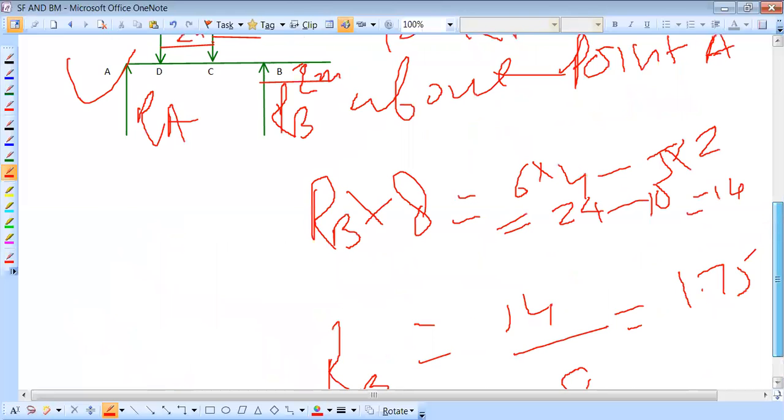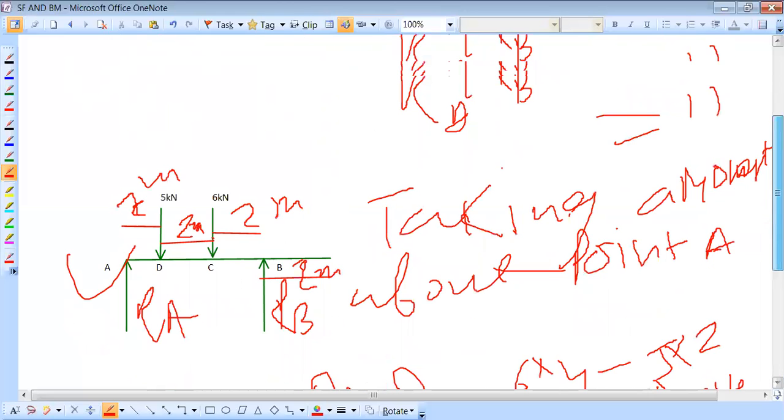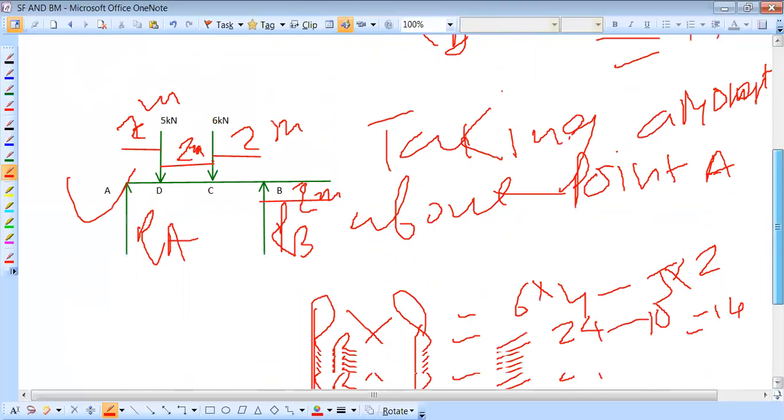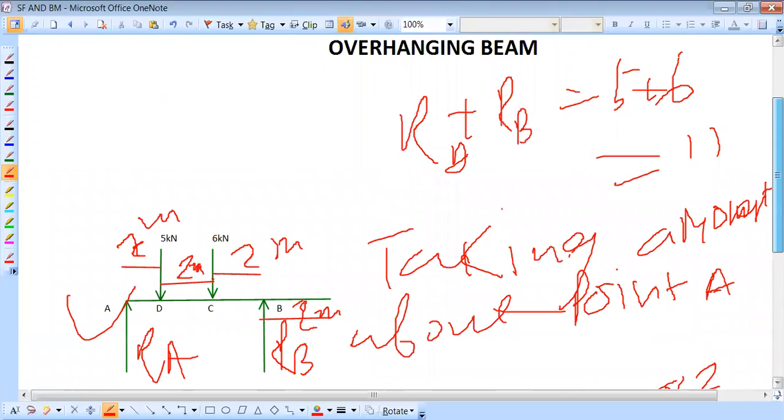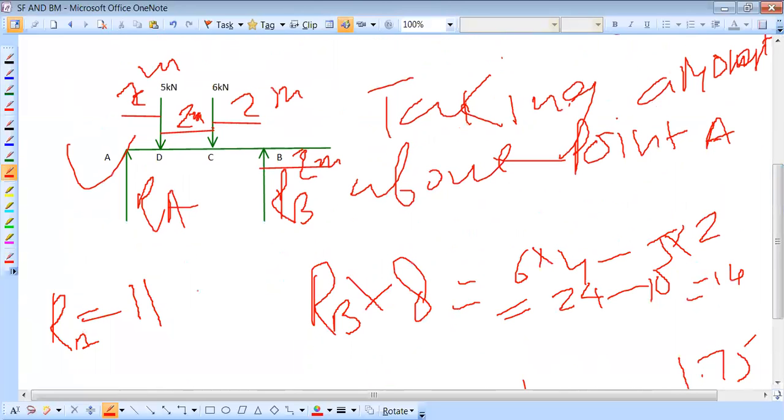So RB is equal to 1.75. Then RA, since RA plus RB is equal to 11, RA is equal to 11 minus 1.75, which gives 9.25. So we have the values of RA and RB.